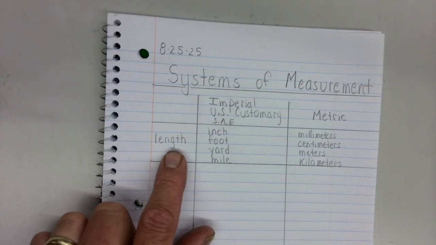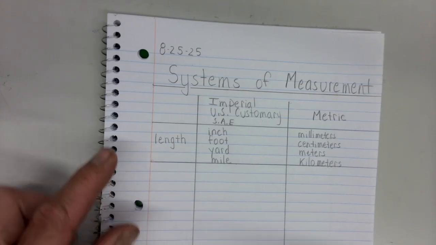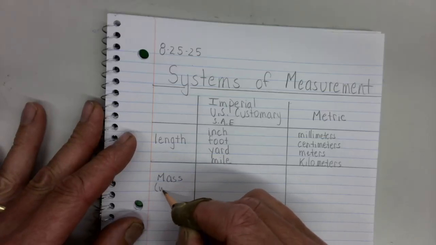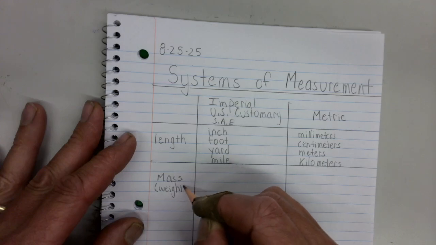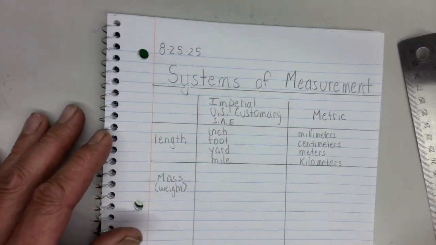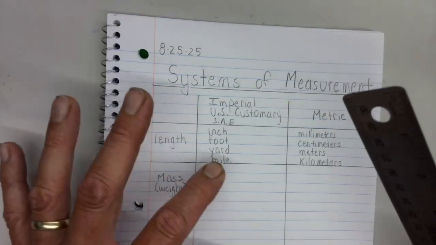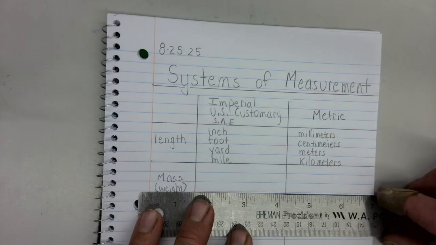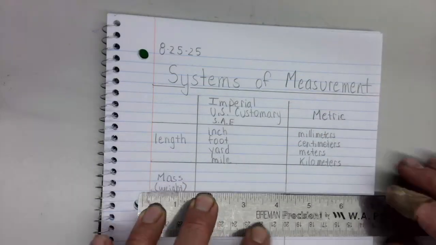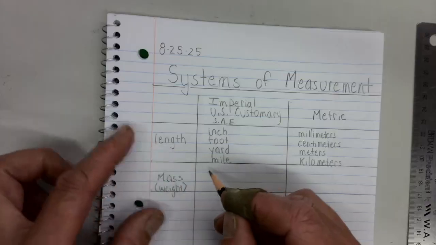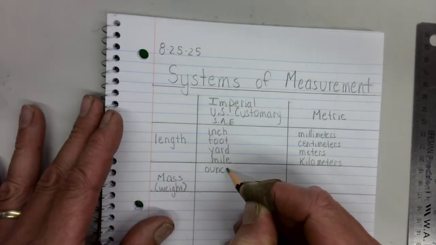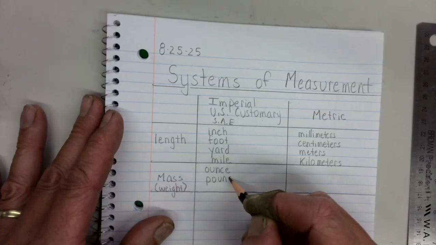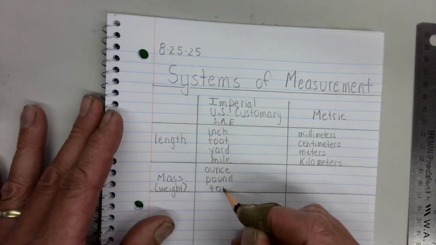So we also have other things besides length that we can measure. We can also measure mass. And another way of saying mass is the weight. We like to use the word mass, though, because that's how science speaks. So with mass, we have 3 different units that we'll use. So I'll give myself 3 spaces. The smallest unit of mass is the ounce. And this is for our imperial system. We also have the pound. And we also have the ton, which is 2,000 pounds.